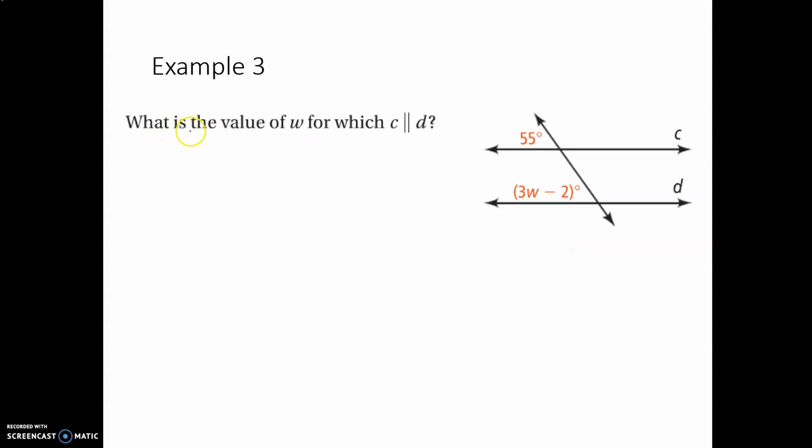And then the last one says, what is the value of W for which C is parallel to D? So what would make C parallel to D? Well, we look here. Those are corresponding angles. If C is parallel to D, corresponding angles should be equal. So we're going to set them equal. We're going to add 2 to both sides. So we have 3W equals 57. And then we're going to divide both sides by 3.